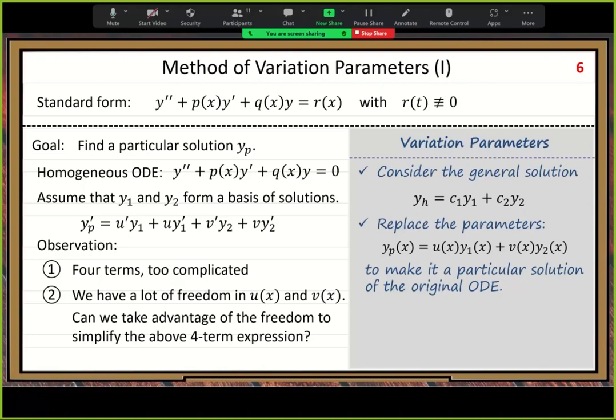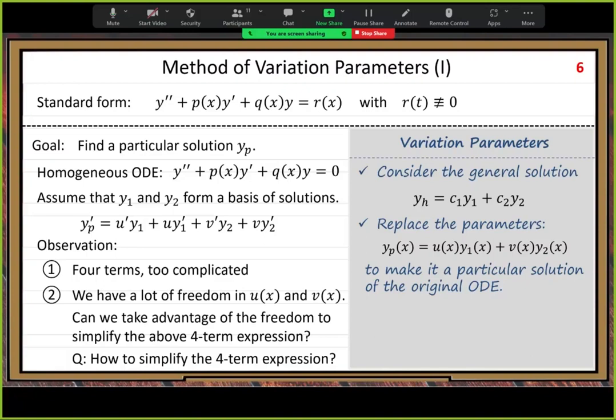We need to use our imagination to make a very brave assumption. Question: how to simplify the four-term expression? You're allowed to make assumptions. Because you have a lot of freedom, you have a lot of room to make your reasonable assumption. Can you think about what kind of assumption you want to make? The goal is to get a fewer number of terms. Make something 0, but which part do you want to make 0? That's the question.